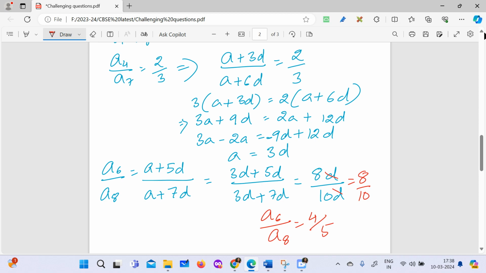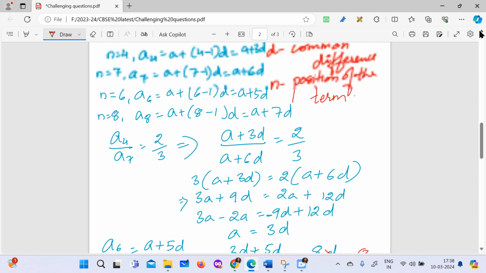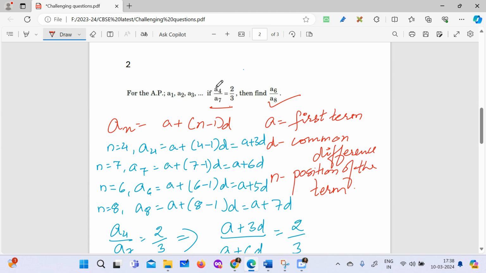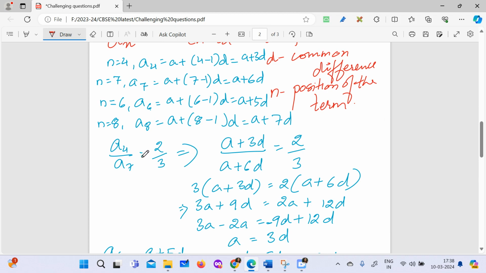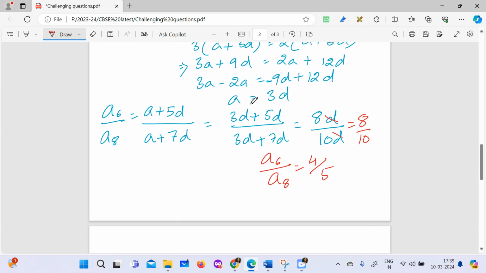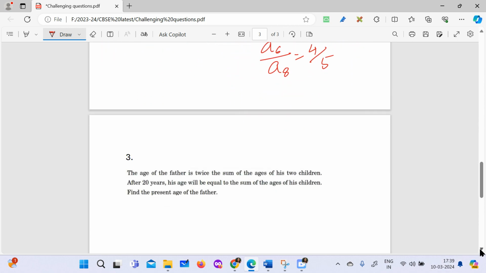So basically what we did here, we first found the nth terms a4, a7, then a6, a8, and then we put the ratio, and then we cross multiplied so that we at least get one value of either d or a. So here we got a. Now we substitute this value of a in the given ratio, that is a6 over a8, and then we solved it. I hope this is clear to everyone.